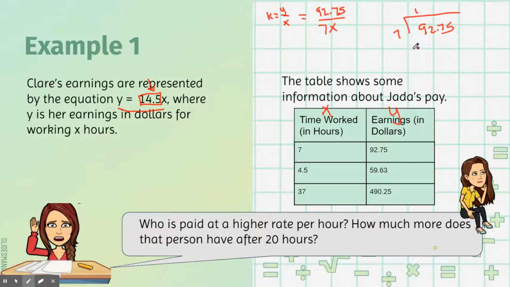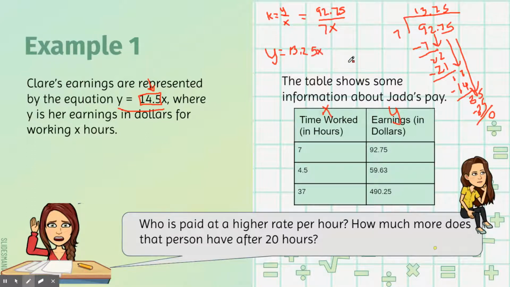7 goes into 9 one time. 9 minus 7 is 2. Bring the 2 down. 7 goes into 22 3 times. 7 times 3 is 21. That leaves 1 left over. Bring the 7 down. Put my decimal up. 7 goes into 17 2 times. Minus 14 gives me 3. Bring the 5 down. 7 goes into 35 5 times. 7 times 5 is 35. So that tells us that Jada's K is 13.25, or her equation is Y equals 13.25x.